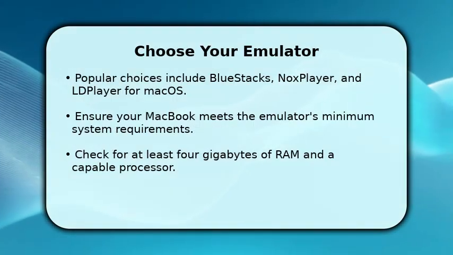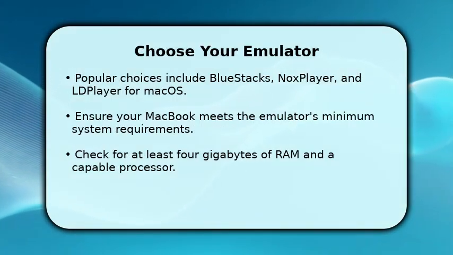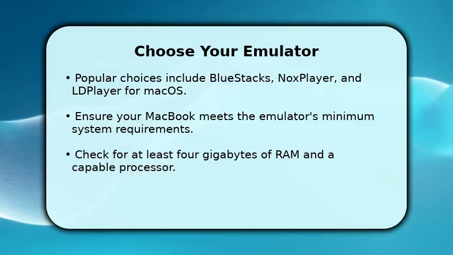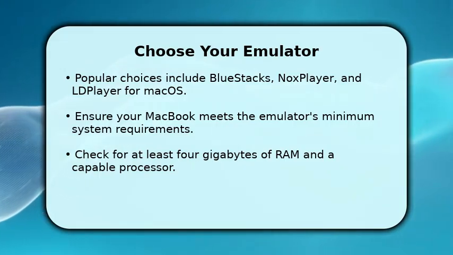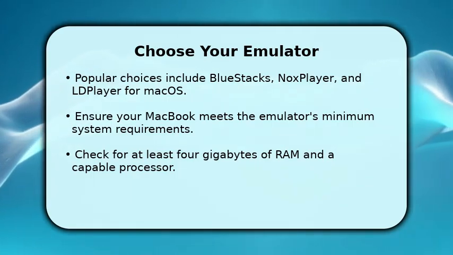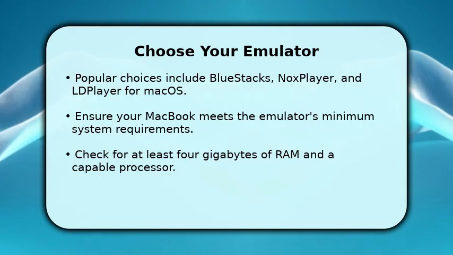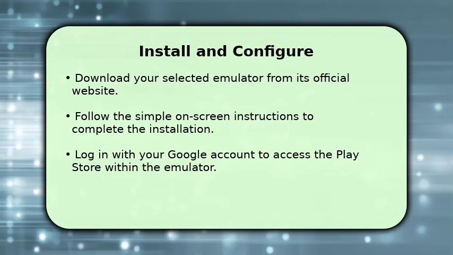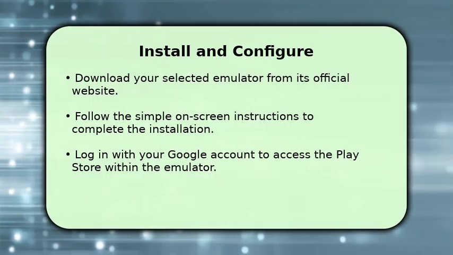To get started, you'll need to choose an Android emulator. Some widely used options are BlueStacks, Nox Player, and LD Player, all offering good compatibility with Mac OS. Before downloading, always check the emulator's system requirements. You'll typically need at least 4 GB of RAM and a reasonably powerful processor to ensure smooth gameplay and a great experience. Once you've chosen an emulator, navigate to its official website and download the installer.